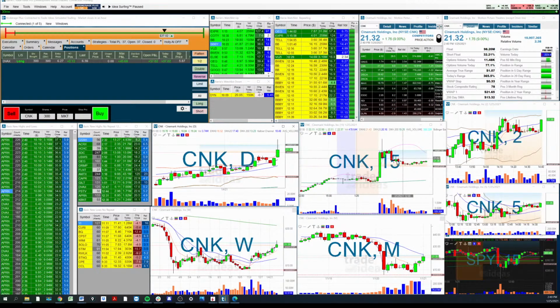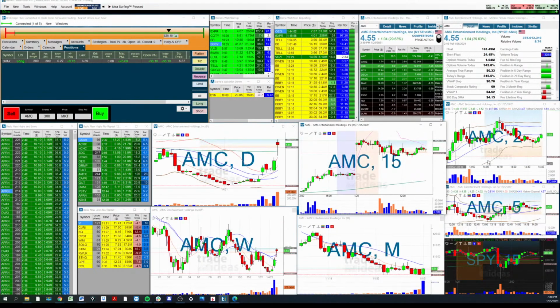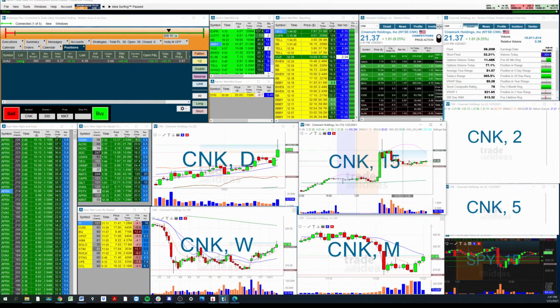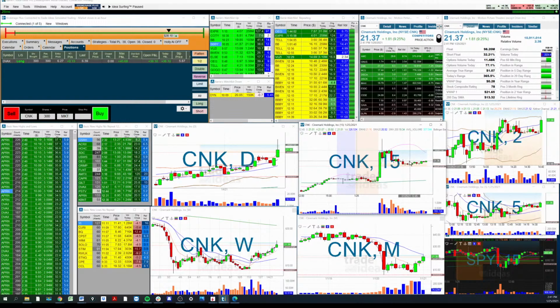Well, look at CNK, guys. AMC is this one, but look at CNK. Maybe a little more structurally sound, you know, if a theater can be like that these days. But CNK, again, it popped along with AMC.